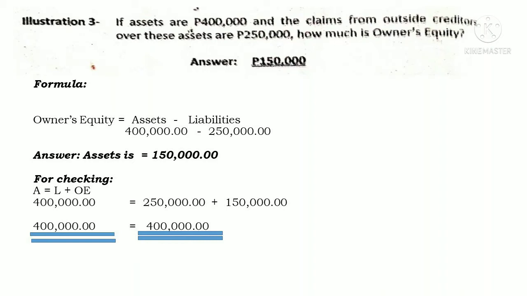So, for checking, our accounting equation, which is assets is equals to liabilities plus owner's equity. So, ang given nato dira, assets nga 400,000 pesos. Then ang creditors nga 250,000. So ang atong answer sa owner's equity is 150,000. So makita nato balance siya. So 400,000 pesos.